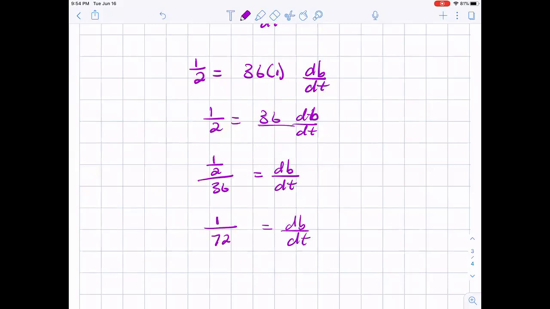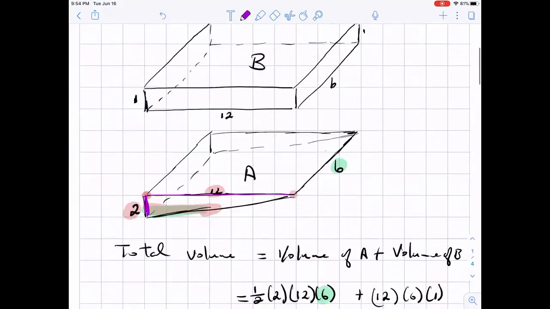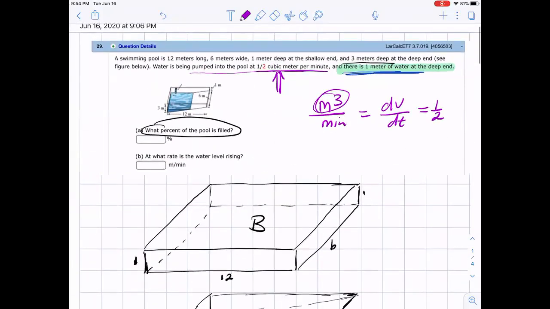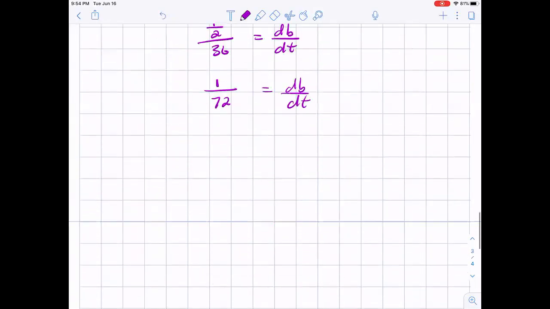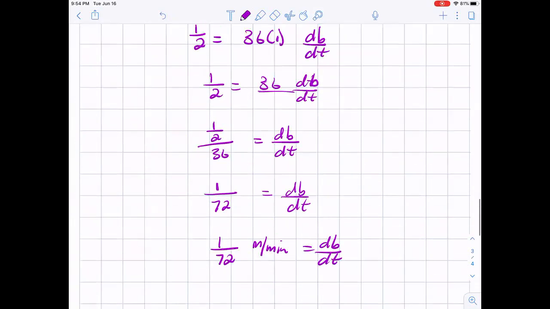Now, keep in mind, what do we learn? We're looking at something with time because we need units. And the measurements for this here were in terms of meters, I believe. Yes, all the sides were in meters. So the answer here will be 1 over 72 meters per minute. And that is my db/dt. So this is the final answer for our problem.